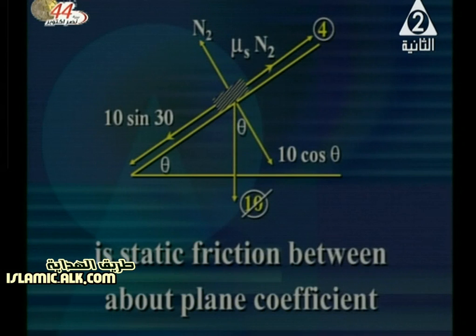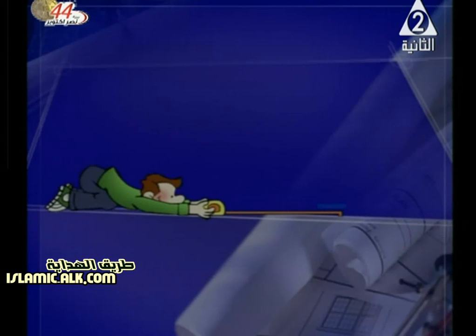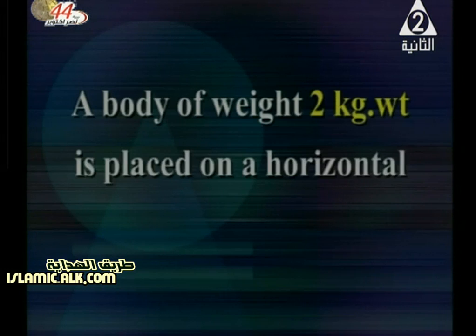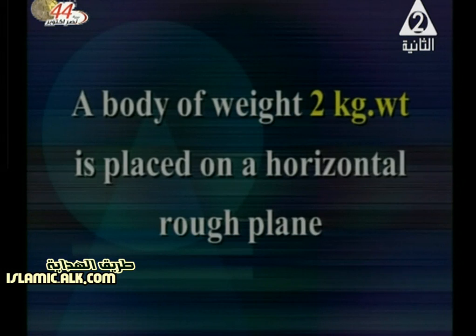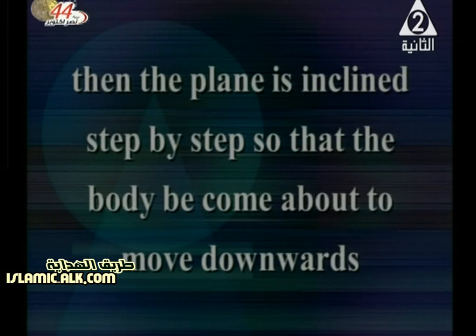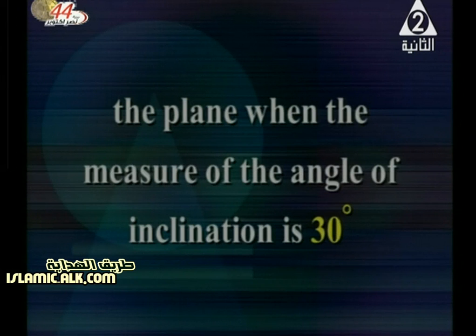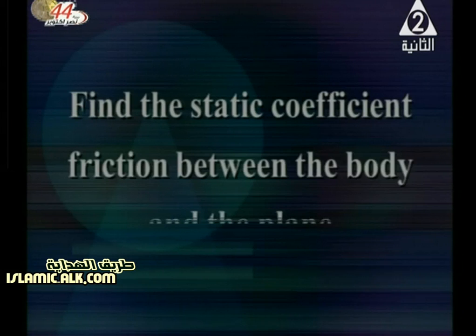This is static friction between the body and the plane coefficient. Now we translate to another example. A body of weight 2 kilogram weight is placed on a horizontal rough plane. Then the plane is inclined step by step so that the body becomes about to move downwards the plane when the measure of the angle of inclination is 30 degrees. Find the static coefficient of friction mu s between the body and the plane.